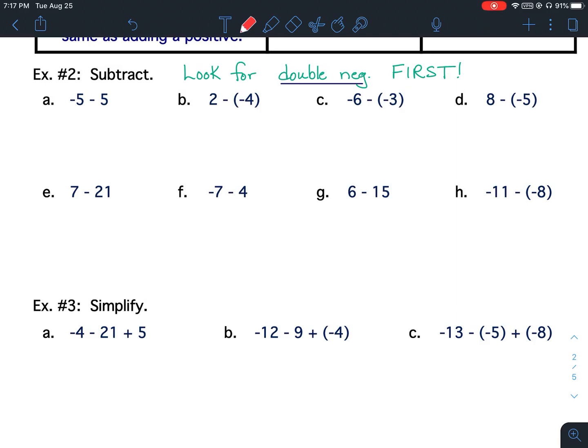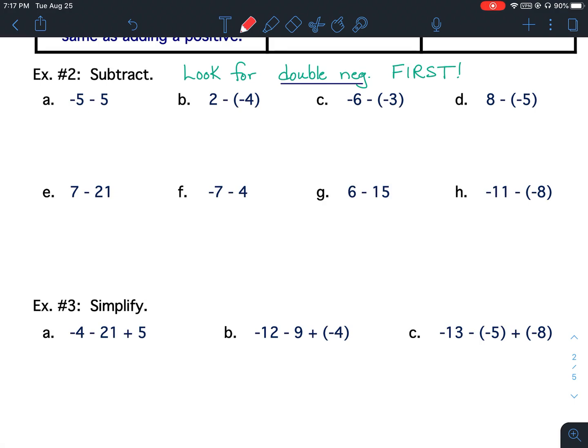Integers, example number 2. We are to subtract. We're going to simplify these again. Okay, so what you want to look for first is double negatives. So look for double negatives first. Go ahead, pause your video, and get that written down. Okay, we're looking for double negatives first.